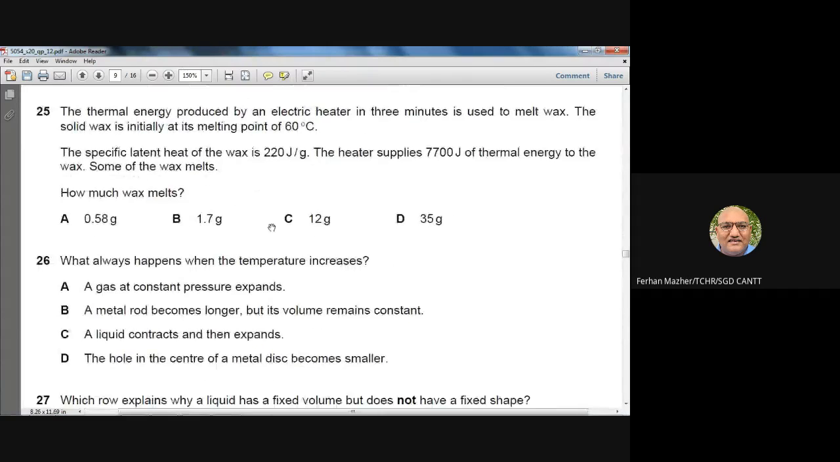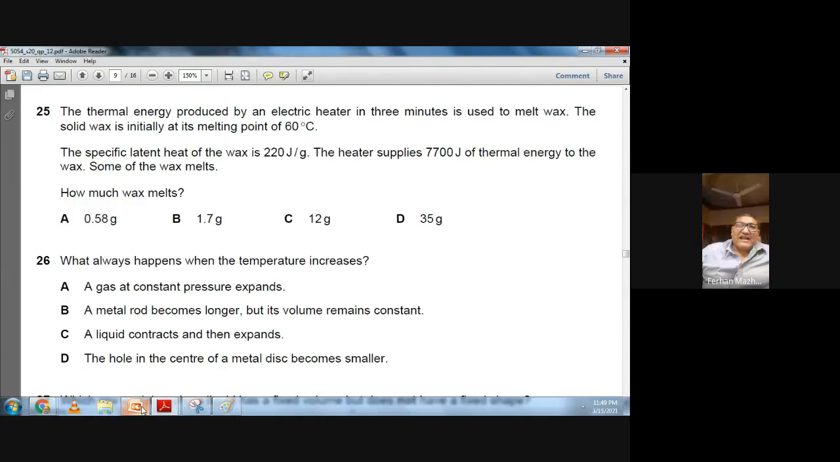The thermal energy produced by an electric heater in 3 minutes is used to melt wax. The solid wax is initially at its melting point of 60 degrees centigrade. It's already at its melting point. The specific latent heat of wax is 220 joules per gram. The heater supplies 7,700 joules of thermal energy to the wax. Some of the wax melts. How much wax melts? Whenever the state change is taking place, I can use this formula.